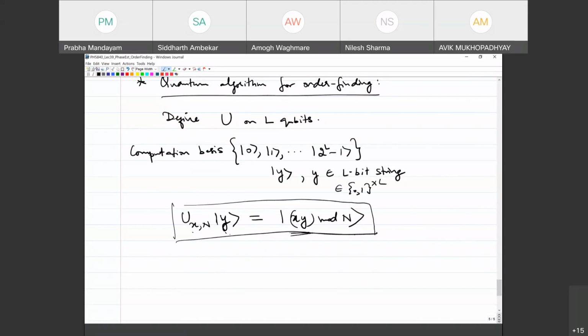Obviously, where does phase estimation come in? It will turn out that finding the order of x with respect to n will be like finding the phase of a particular eigenstate of this u. So we're going to map the order finding to phase estimation of a particular eigenvalue of this unitary u. And since phase estimation can be done efficiently, because the Fourier transform can be done efficiently, therefore order finding can be done efficiently.